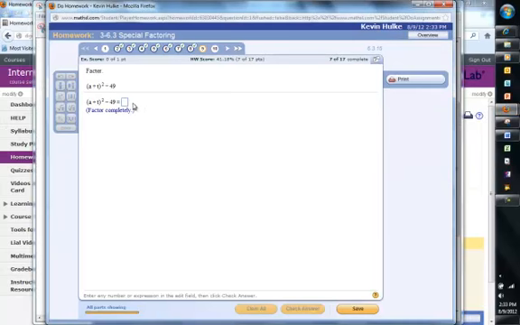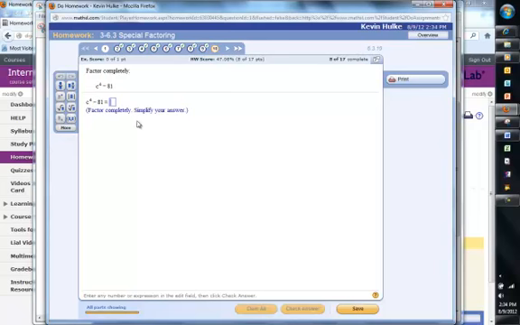So we would write parentheses a plus t plus 7 and a plus t minus 7 are the two factors.